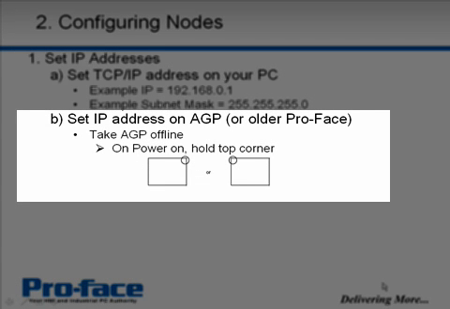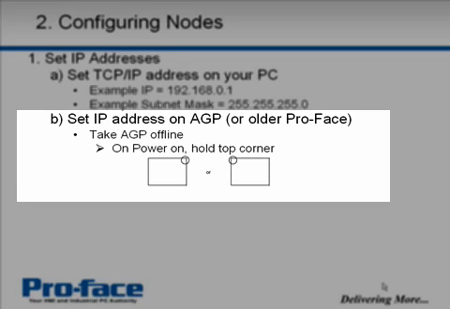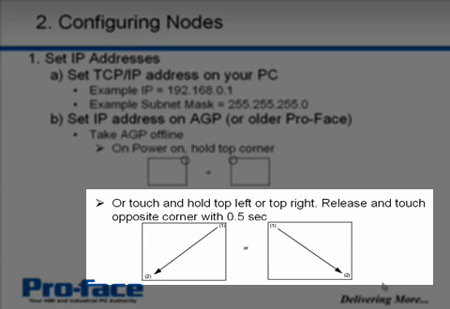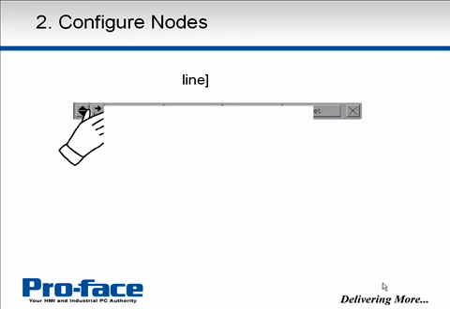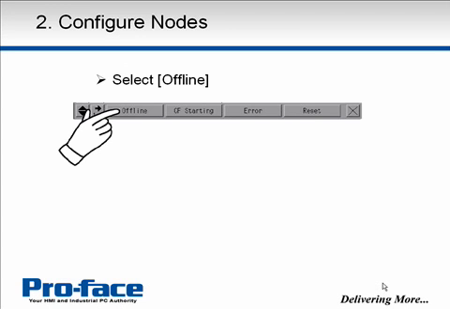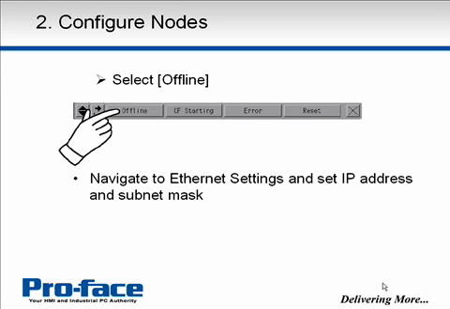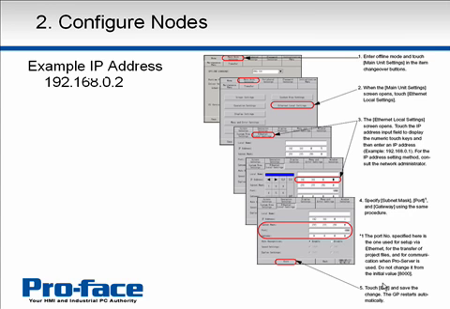There are a number of ways to do this, including holding one of the corners on the top on power on, or by touching and releasing opposite corners within half a second. That takes you to a menu which you can push to go offline, and then you can navigate to the Ethernet settings and set up the IP address and the subnet mask.